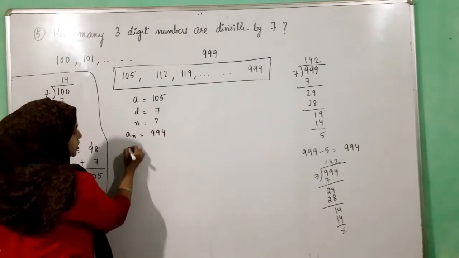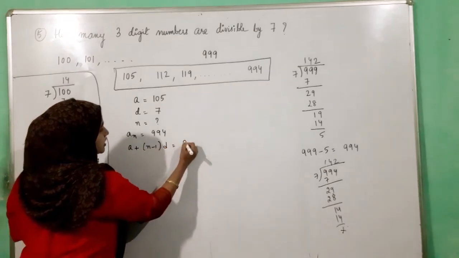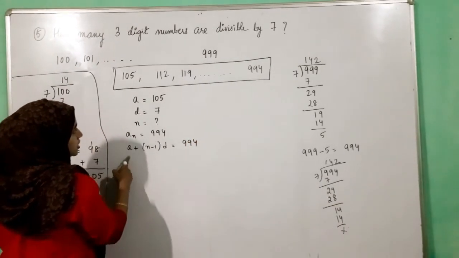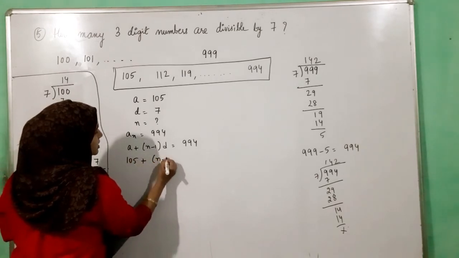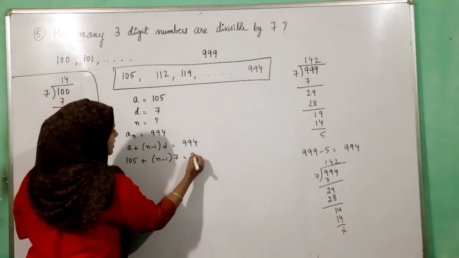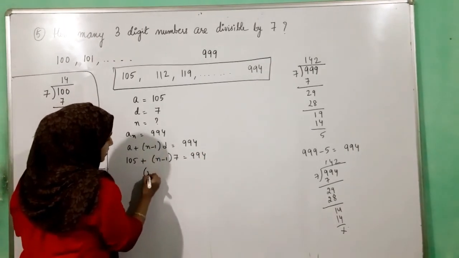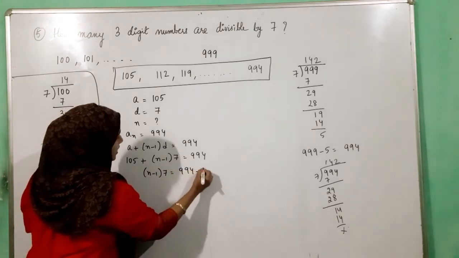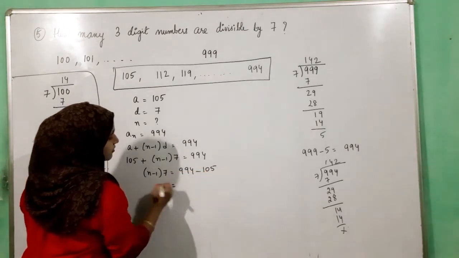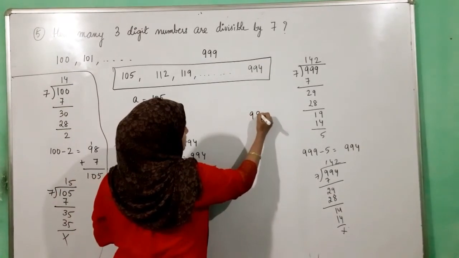Okay, so I will substitute in the formula. a plus (n minus 1) into d is 994. So a is 105, plus (n minus 1) into d, which is 7, equals 994. Okay, so I will send this to the other side. So (n minus 1) into 7 is 994 minus 105. Okay, so 994 minus 105 will be how much?